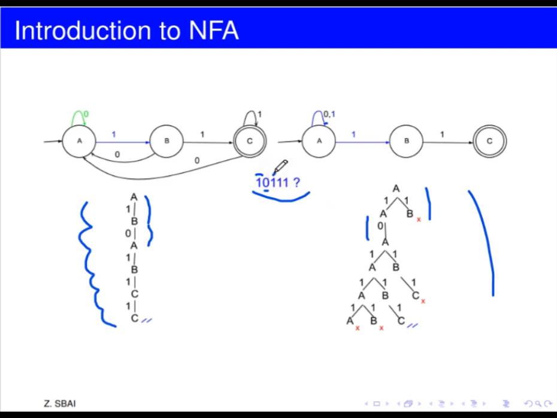Now for the third symbol, 1, with the DFA, we'll transit from A to B, and from this A again we have two options, either to stay at the same state A or to go to the state B. So we draw the two options here and we'll follow each branch of the tree with the other symbols of the string.